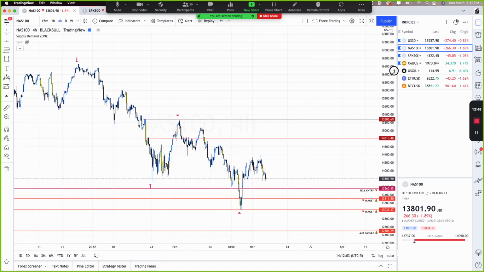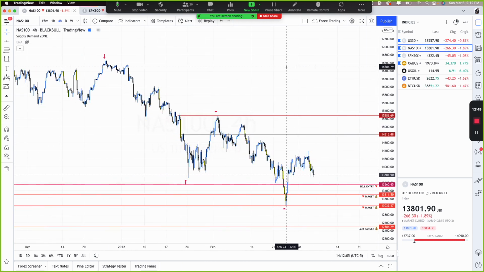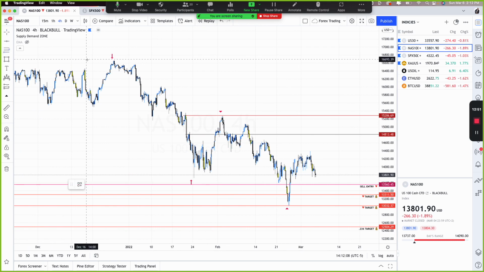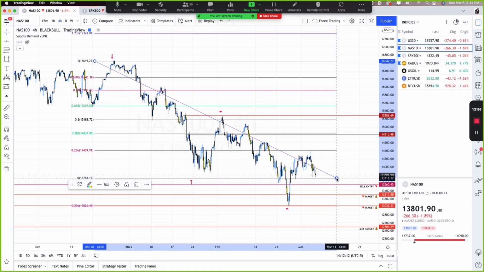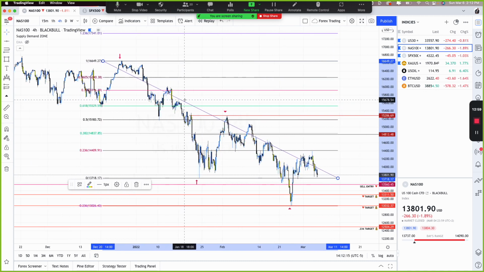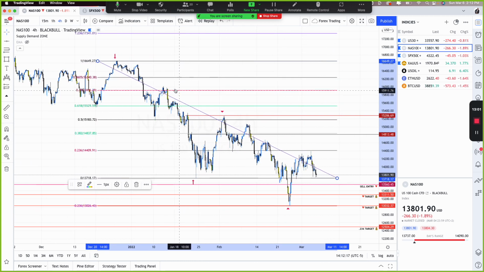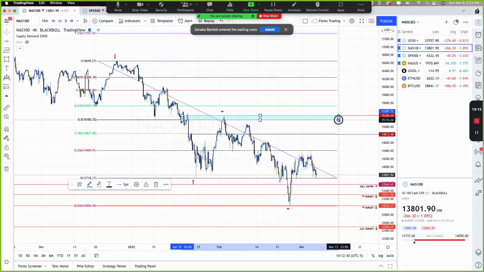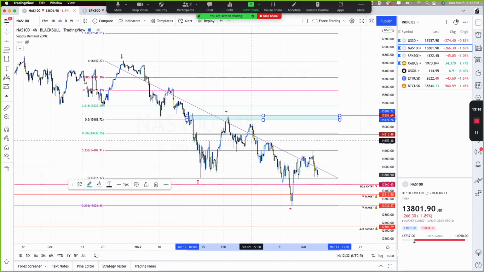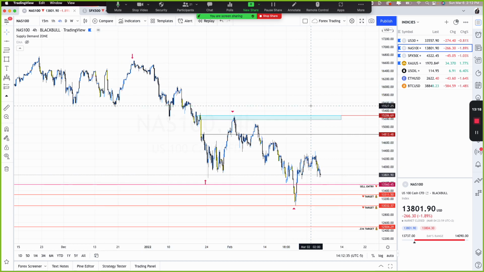Watch this. I already marked it on NAS, but I'll do it again. Take the fibs from this point to this point. Remember I said the pullback is between 50 and 75% where you want to look to re-enter. Look at this. I'll remove these fibs. Pullback was around 50%.